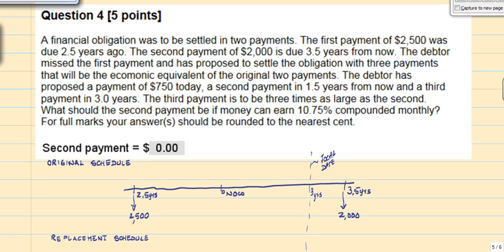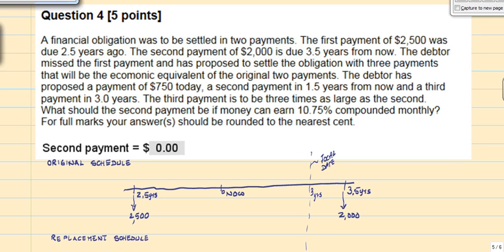Question 4. A financial obligation was to be settled in 2 payments. So we have a now, today, at time 0. The first payment was supposed to be taking place 2.5 years ago in the amount of $2,500. And the second payment 3.5 years from now in the amount of $2,000. The debtor missed the first payment of $2,500, and has proposed to settle the obligation with 3 payments.